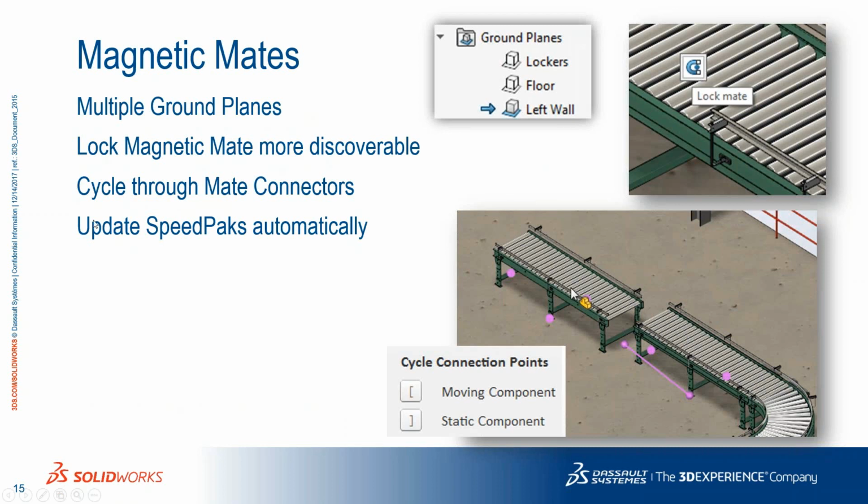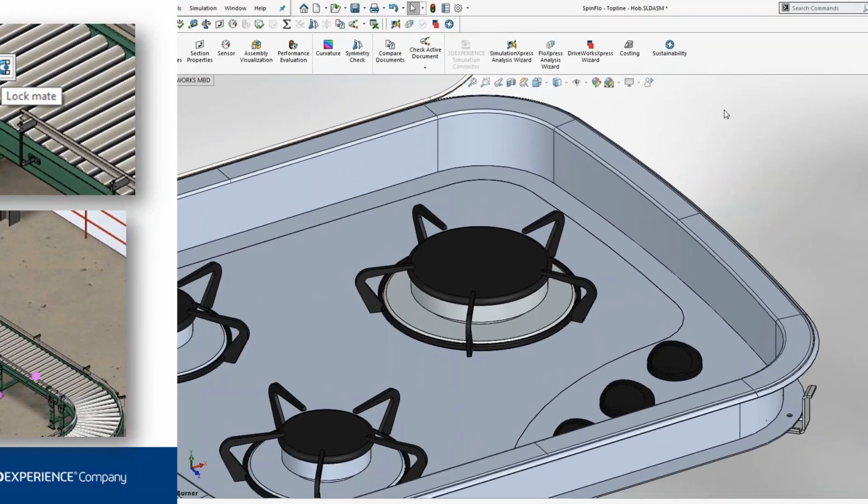We're going to look at magnetic mates next, and here there are multiple ground planes. So if you use magnetic mates for plant layout, you can now use them for more complicated designs. The lock magnetic mate is more discoverable. It actually appears right at your cursor when you place a magnetic mate, and then you can also cycle through the mate connectors on both the dynamic and static part, so that you can get the exact 2 that you want without any hassle. And with layouts, a lot of times they're very large, you may use speed packs. There's now an update speed packs automatically option within system options.